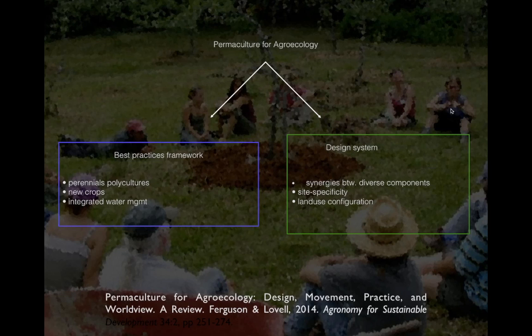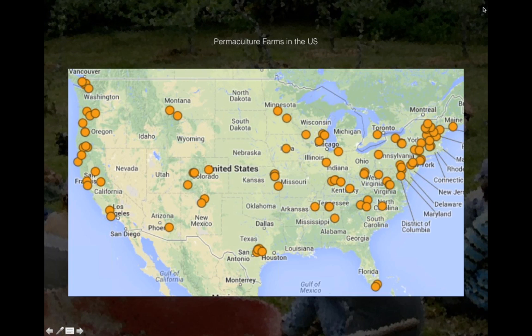I discussed this at much more length in a paper that's open access and was published last year called Permaculture for Agroecology. If you just Google Permaculture for Agroecology in quotes, you'll get a link to that paper pretty easily. So there's a bit of a lag between the association of permaculture with gardening and hobby farming and the extent to which it's actually influencing production operations.